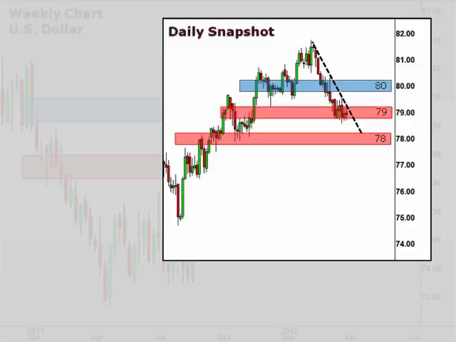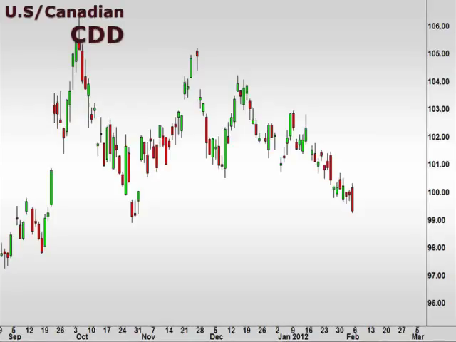Let's take a look at the daily snapshot. The daily trend remains down. We can clearly see consolidation within the 79 support zone. A break of that downtrend line should signal a short-term move higher.